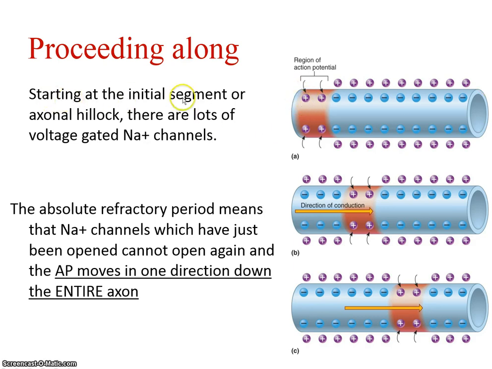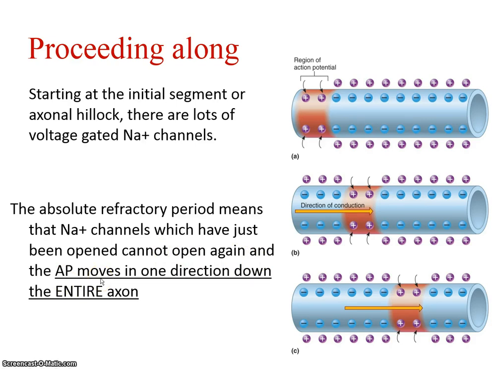And so we say we start at the initial segment or axon hillock. There are lots of voltage-gated sodium channels. And so they're opening because of that threshold change. And as they open, it shows you here, positive coming in because sodium's out here. This is the inside, this is the membrane shown as a tube. The absolute refractory period means that the sodium channels which have just been opened cannot open again, and therefore the action potential goes in one direction.